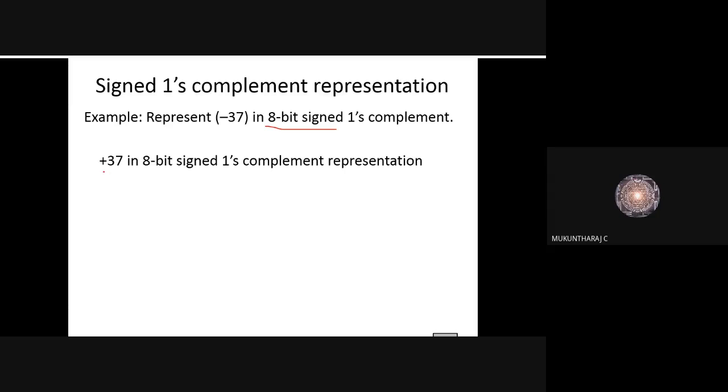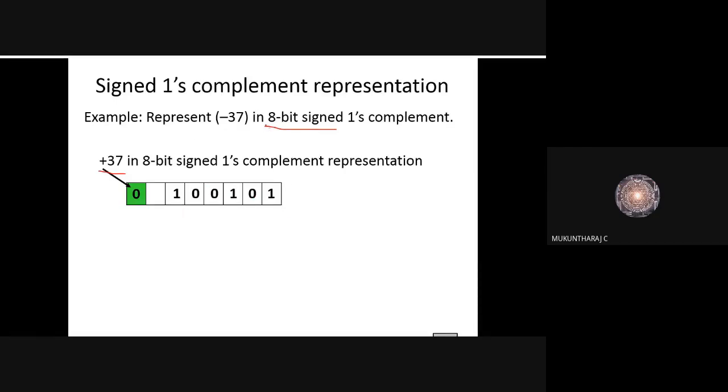First we need to represent 37 in a positive manner, so +37 we need to find. For that, obviously the MSB bit we can fill as 0, because we are going to mention a positive number. Then the binary equivalent of 37 is 100101. If you find the binary equivalent of 37, you will get only 6 digits. You need to align these 6 digits from the LSB.